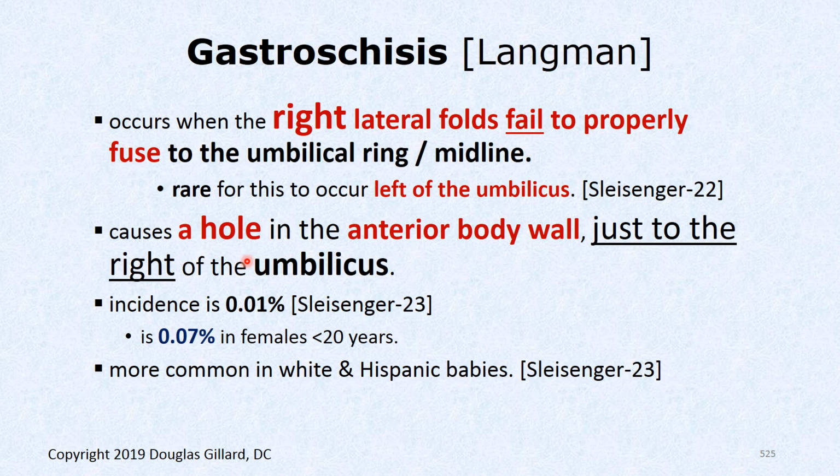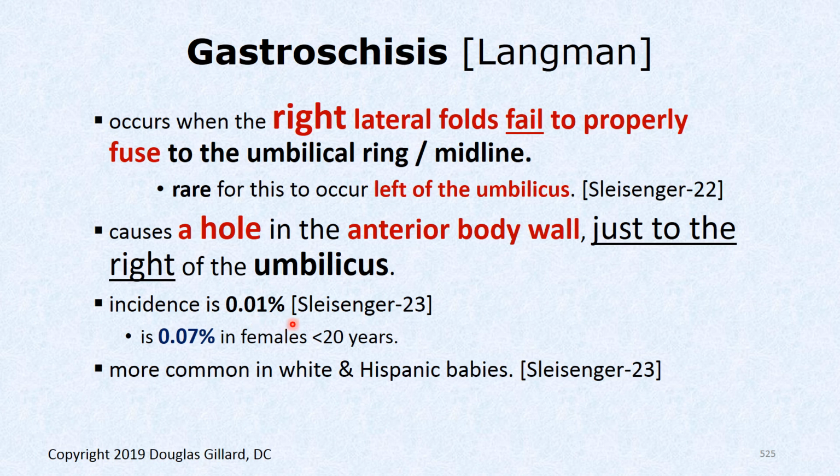And if it doesn't meet with the left lateral fold and fuse, you've got yourself a hole in the anterior body wall. It almost always happens right next to the umbilicus, the belly button, on the right side. But it could happen up by the xiphoid process. It could happen down by the symphysis pubis. It could happen up in the chest region. You could have a gastroschisis up there as well. But most of the time it's down by the belly button. It's technically not an umbilical hernia because it's not herniating through the umbilical ring.